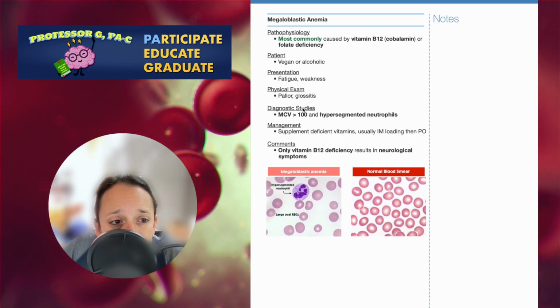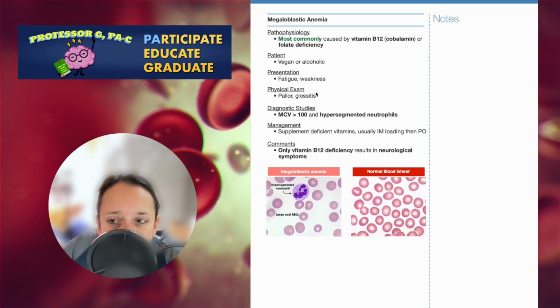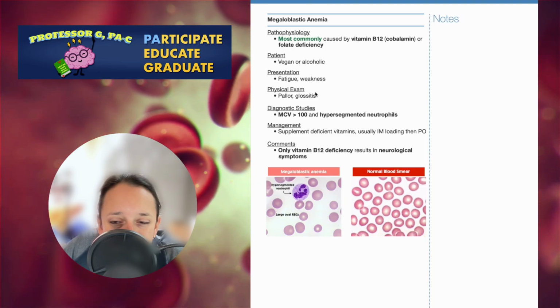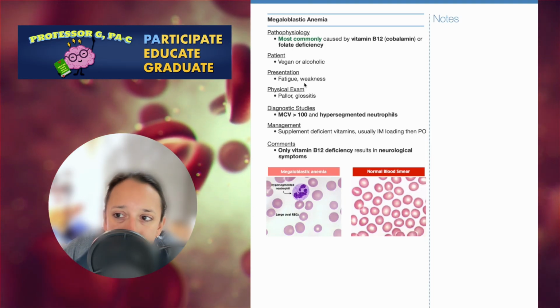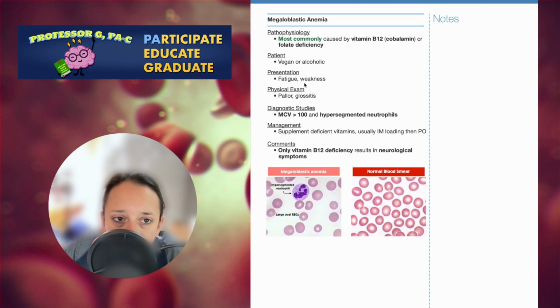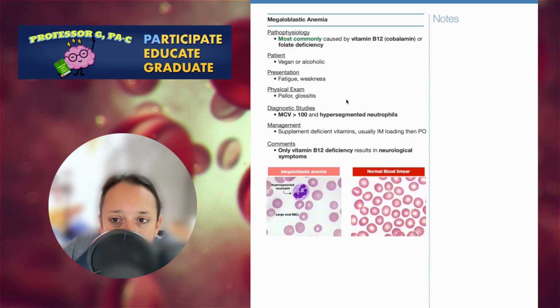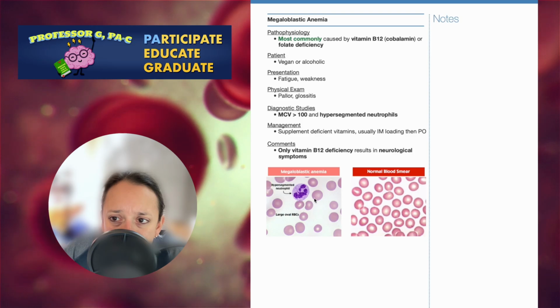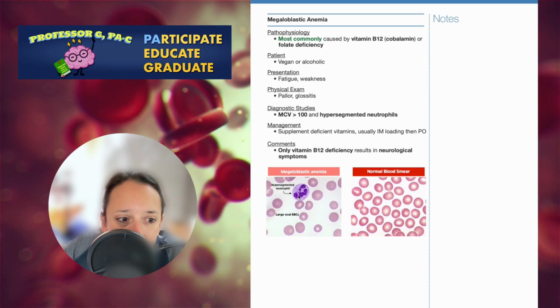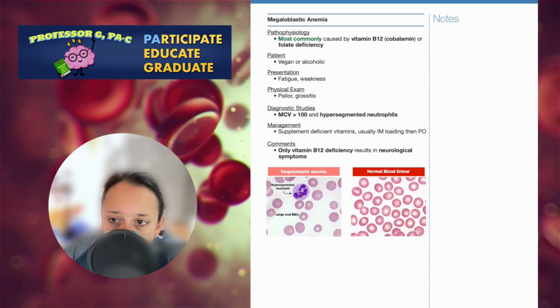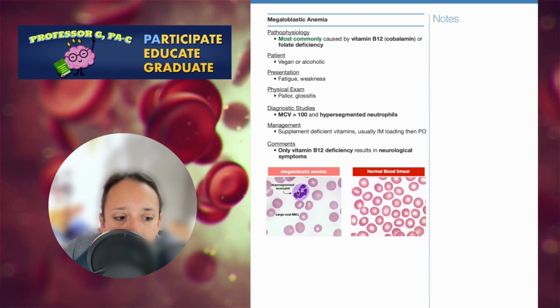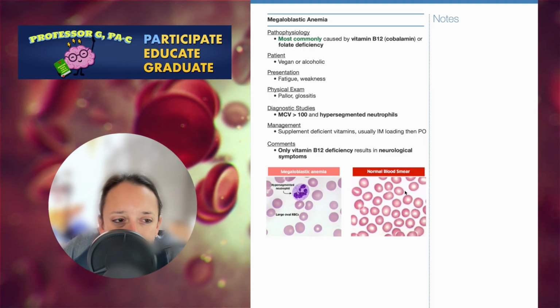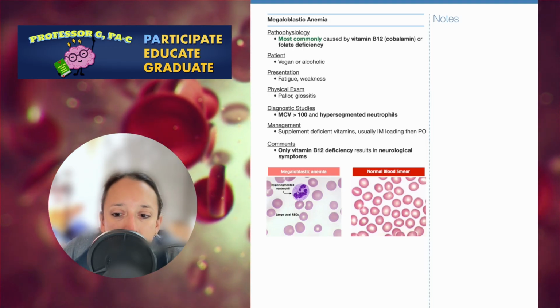And both of these vitamins are really essential for DNA replication. And when they're missing, the cell division slows down and the red cells are released big and immature and fragile. So on peripheral smear, we usually see macrocytosis and hypersegmented neutrophils, which look like this. So I think it's best, let's start out with B12 and then we'll move on to folate.